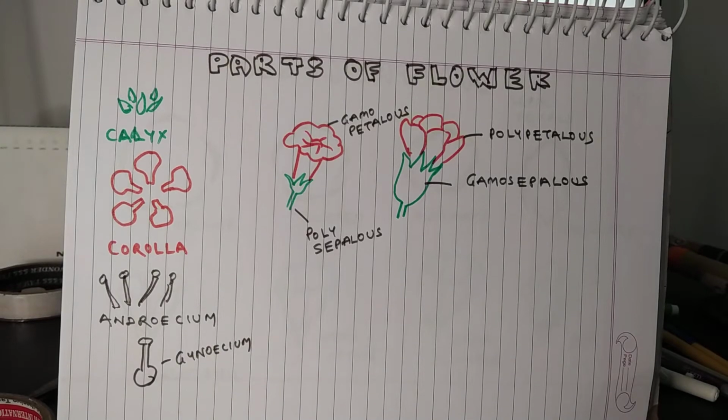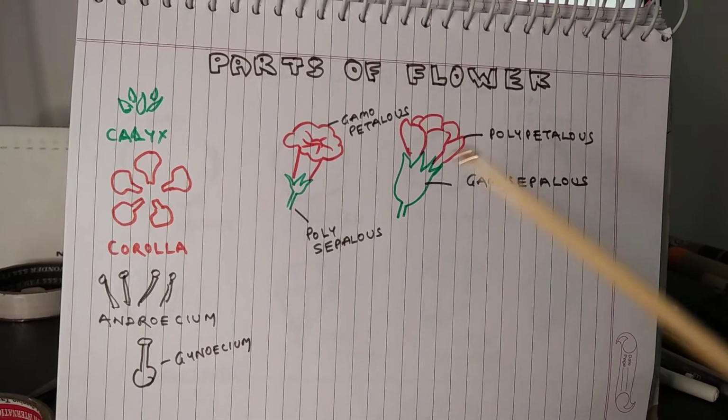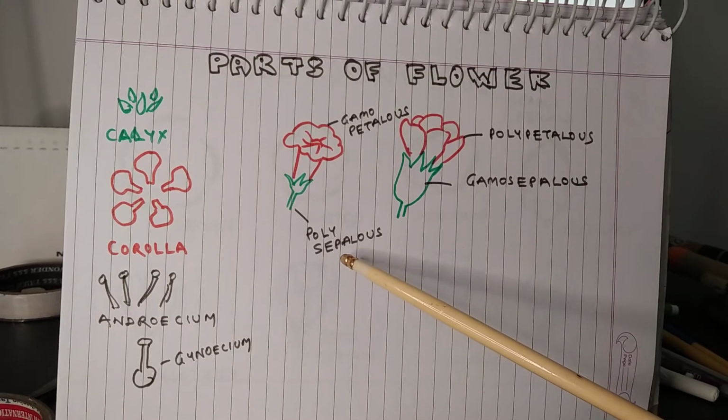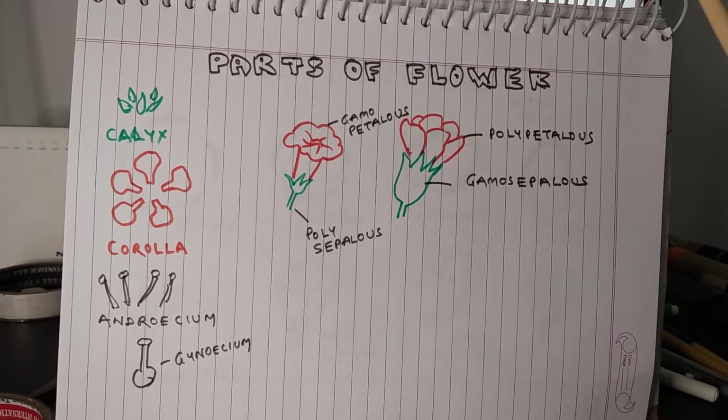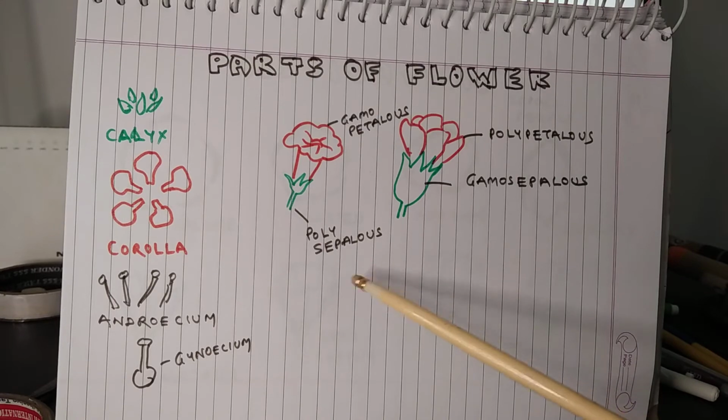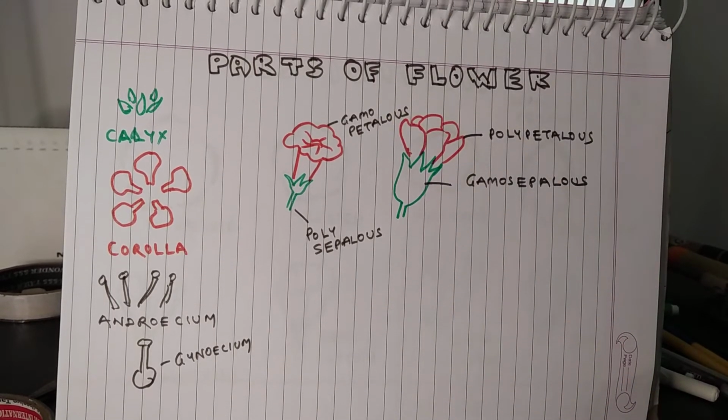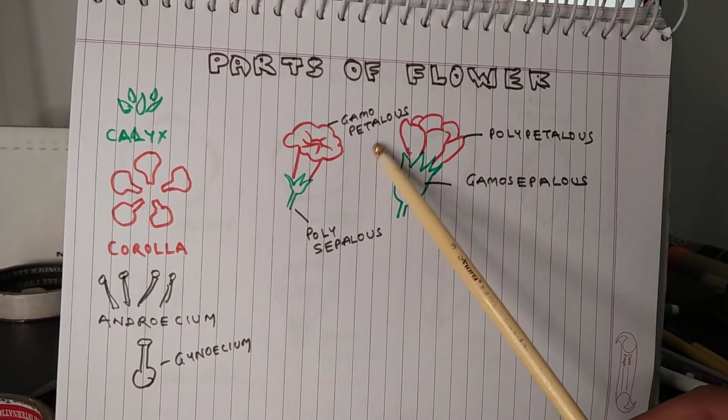Now, petals can be free or they can be united. If petals are free, the condition is called polypetalous. If sepals are free, then the condition is called polysepalous. If they are united, then the condition is called gamosepalous and gamopetalous.